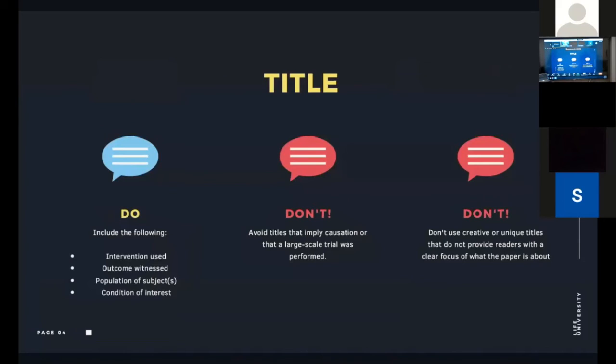So first up, the title. Like I said, it's not as simple as it may sound. So the number one do for the title is to include the following 4 things.